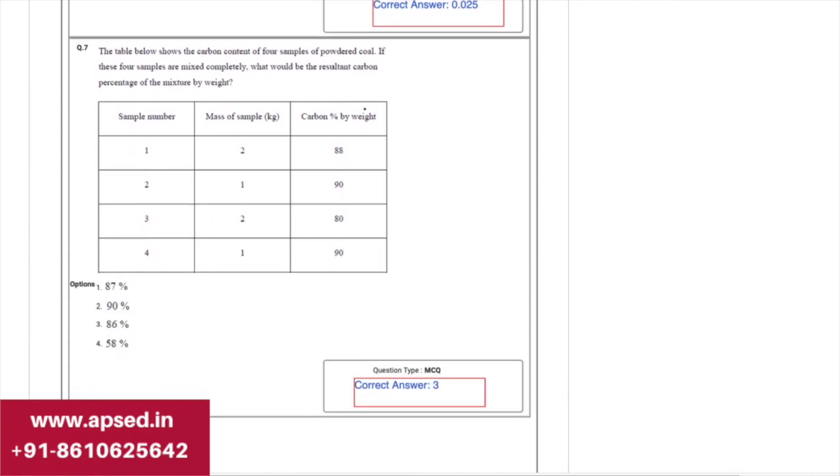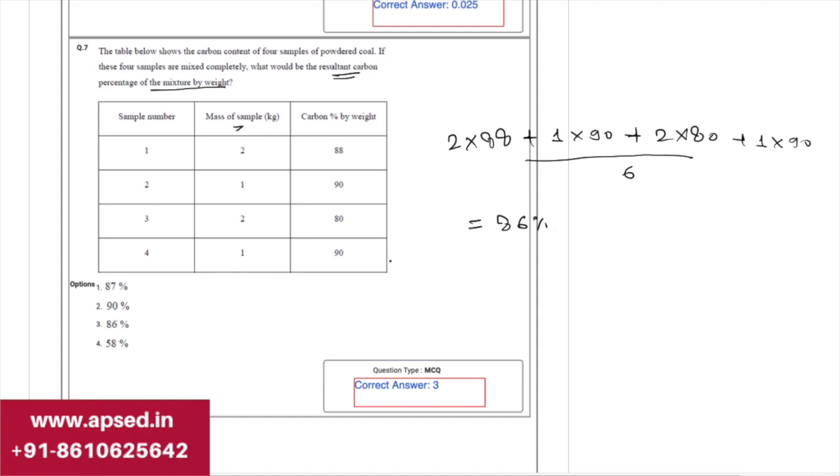Then the next question is simply giving the different masses and carbon by percent, and it is asking for the resultant carbon percentage in the mixture by weight. So we can take the weighted average: 2 into 88 plus 1 into 90 plus 2 into 80 plus 1 into 90 divided by total mass. That will be 6, and if you solve that, the answer comes out as 86%.